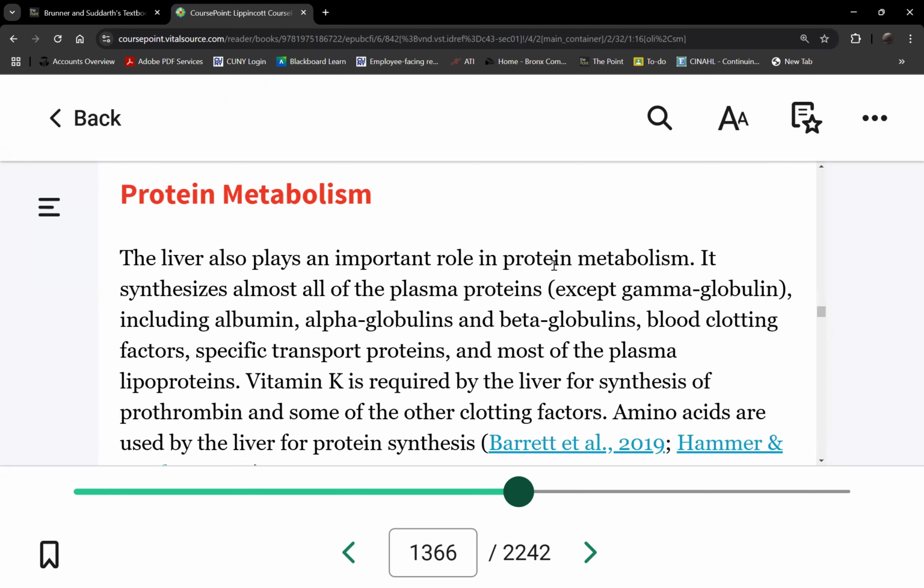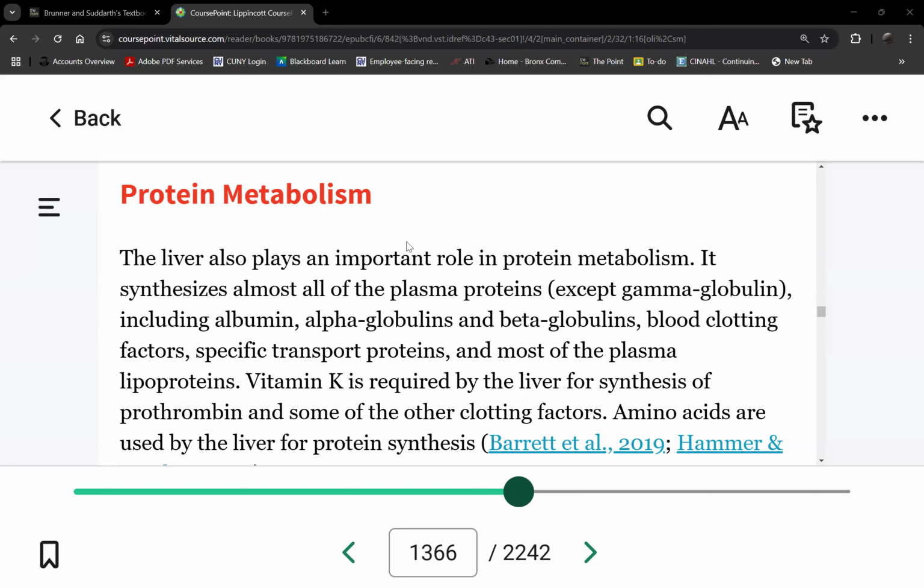So it synthesizes protein. Protein is needed all over the body. We need it to make clotting factors. We need it to maintain tissue, repair damage, and build tissues, right? We need protein. We also need protein in the plasma.